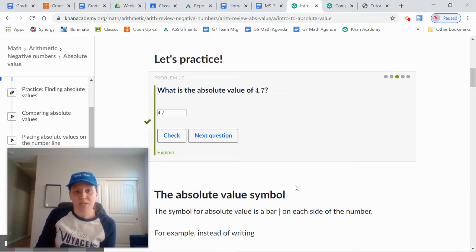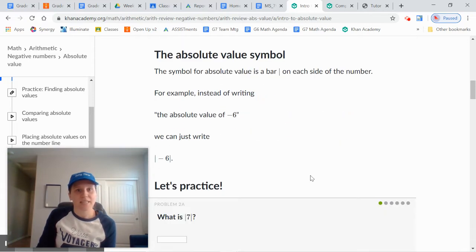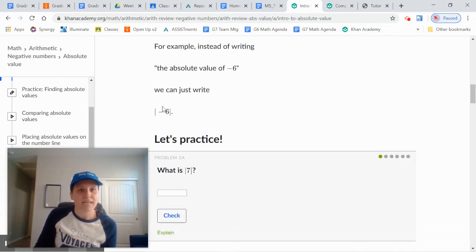Where some scholars were getting tricked this week is on the absolute value notation or the symbol for saying absolute value. The symbol for absolute value is a bar. It looks like this on each side of the number. For example, instead of writing the absolute value of negative 6, we can just write this symbol right here. When I read it, I say the absolute value of negative 6.